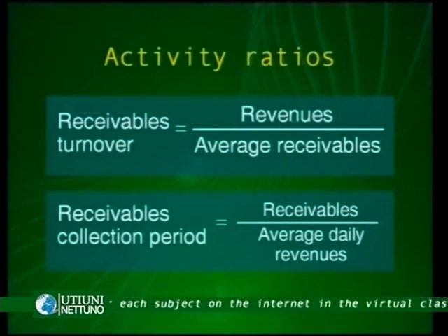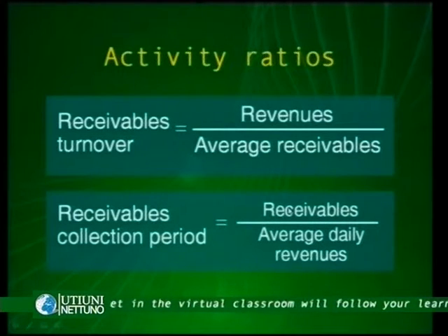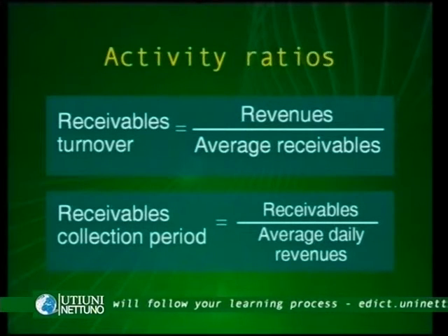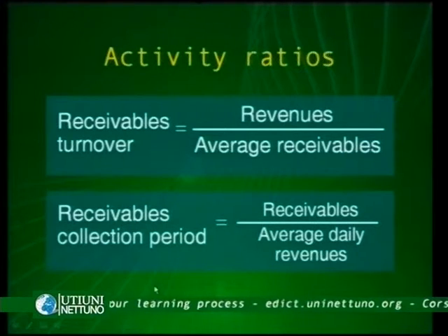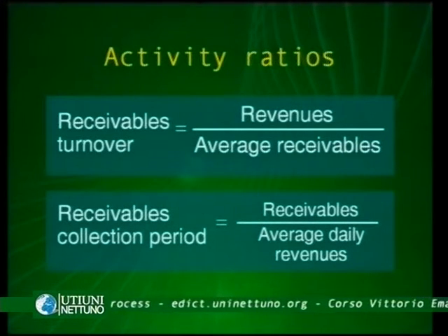So let's make an example. Let's assume that the receivables are 100 and that average daily revenues are equal to 1. So this means that the receivable collection period is 100 days. So basically the firm employs 100 days to collect the receivables, and clearly this is an important parameter for determination of net working capital, because the higher the receivable collection period is, the higher is the need for receivables, the higher is the investment in net working capital.